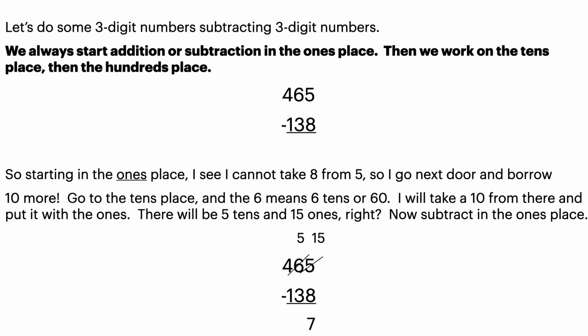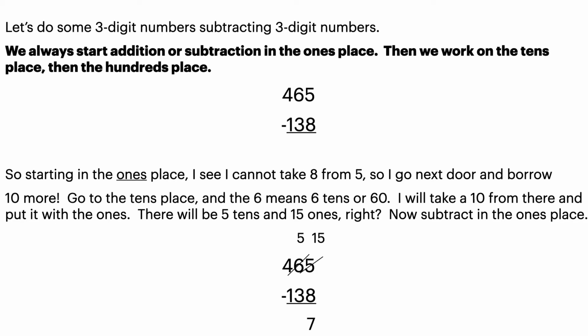Let's do some three-digit numbers subtracting three-digit numbers. We always start addition or subtraction in the ones place. Then we work on the tens place, then the hundreds. So, starting in the ones place, I can see I cannot take 8 from 5, so I go next door and borrow 10 more. Go to the tens place.